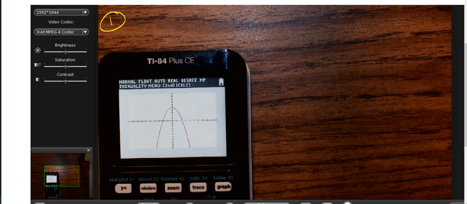What is the opposite? I guess I'm just going to call it f of x. What is the opposite of f of x? Well, wouldn't that be positive x squared minus 0.03x minus 5? If I multiply what the original one was by negative 1.